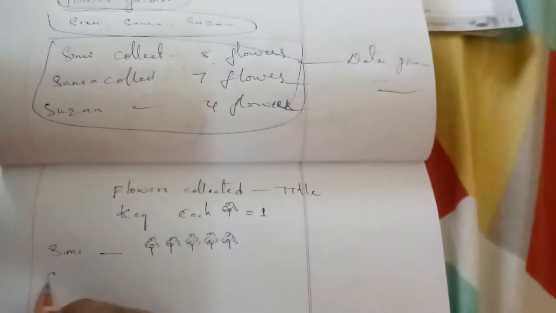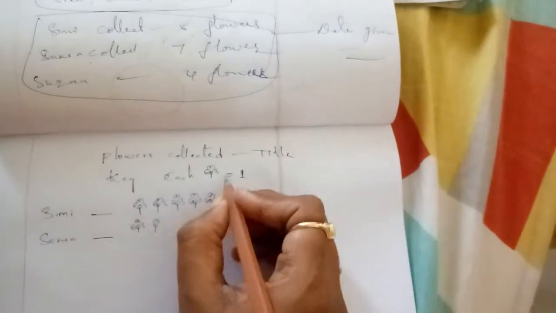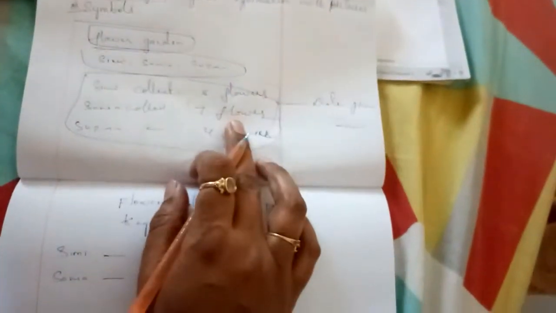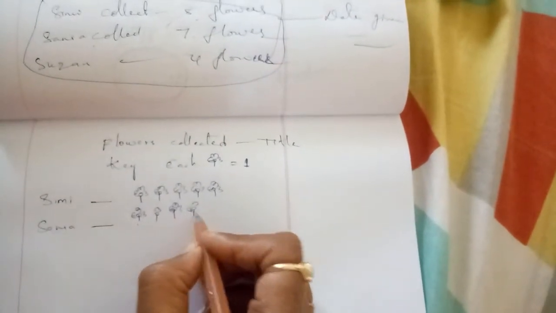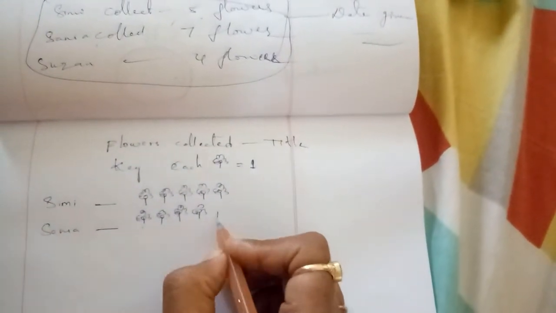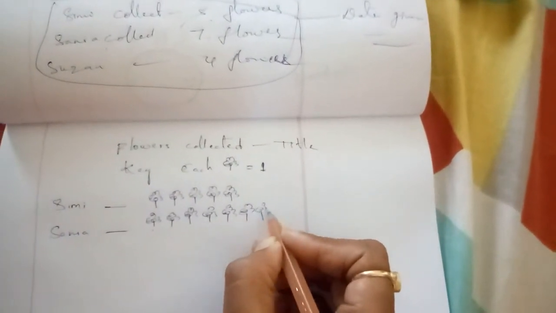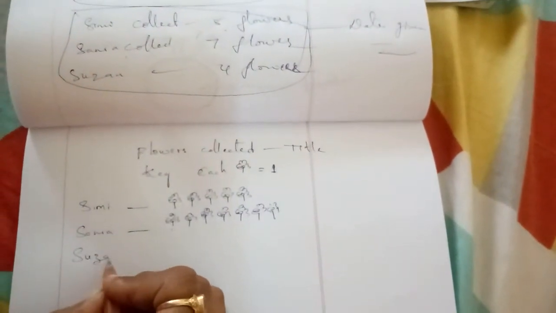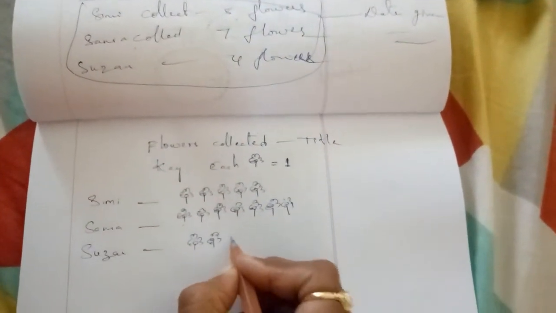Next, Sania collected how many flowers? 7. So how many pictures do we need to draw? 7 pictures. Each flower is equal to 1, so we need to draw 7 flowers: 3, 4, 5, 6, 7. Next, Suzanne collected 4 flowers. Here we need to draw 4 flowers.